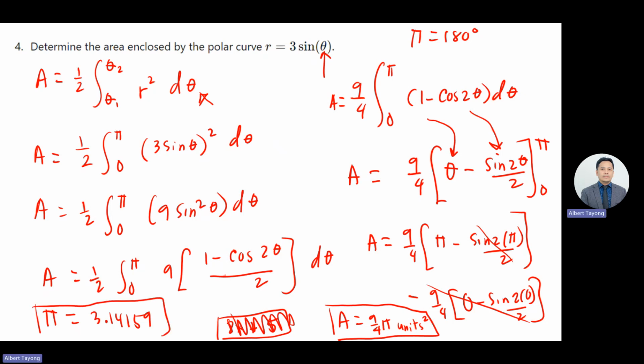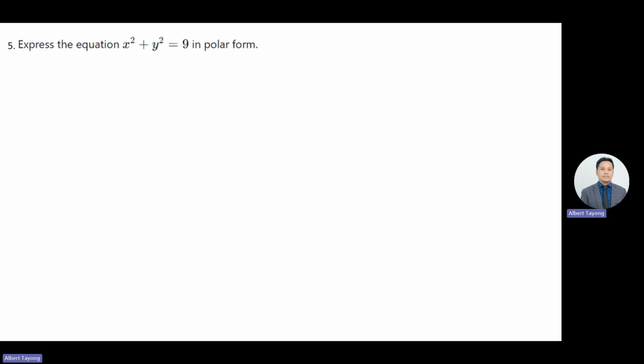All right. So this is how to find the area. The next one is to express this equation in polar form. Well, this is already in polar form. This is the polar form. Okay, r squared. So we could see already our r there. This is the standard form.